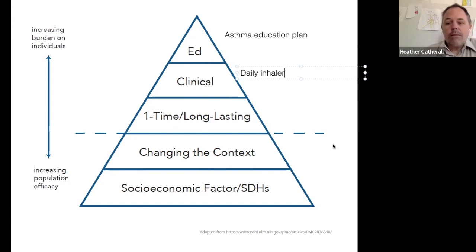Great. Okay. So one time long lasting, obviously the difference here is that we take a little bit of the burden off the individual by asking them to do something once that provides long lasting protection. So you don't have to do it so regularly. So what's an example there of something we could do for a child with asthma?